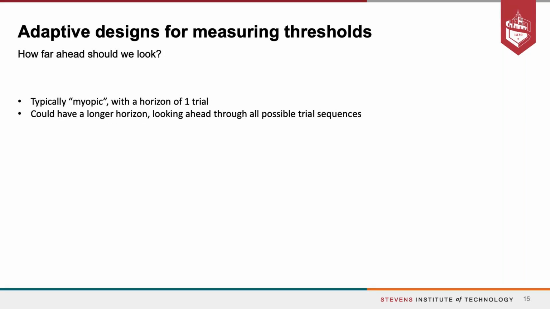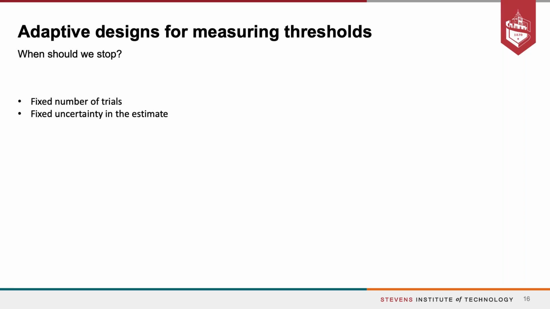Okay. There are several other design criteria that come up in these basic adaptive designs. One question that you can ask is how far ahead should you actually look? Typically, they're myopic, which means that you just decide the next trial based upon the current stage. You just design the one next trial. But there are also procedures that have longer look aheads, where you try to design an entire sequence of trials. And there's also a question here about when should you stop? There are different approaches. You can stop after a fixed number of trials or after a fixed uncertainty in the estimate. Okay, so these are the basic adaptive techniques for measuring a single threshold.